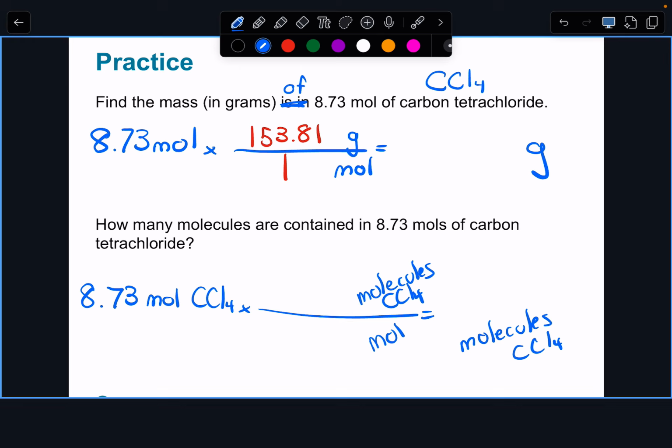Or another way of saying that is 6.022 times 10 to the 23rd molecules of CCl4 are going to weigh 153.81 grams. Okay, so then we just multiply it and get the overall mass in 3 sig figs. That's going to be 1,340 grams. So that's how much those lots and lots of molecules would weigh. We're going to figure out that number of molecules right now. So the last question says, how many molecules are contained in 8.73 moles of carbon tetrachloride?